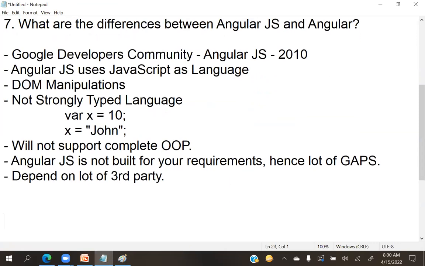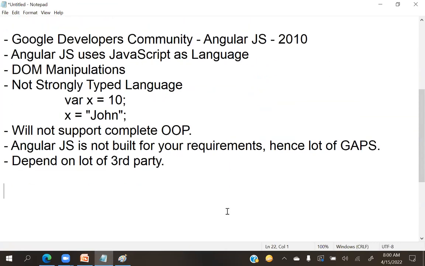So with AngularJS, that is the reason what happened is, in 2014, the AngularJS team, that means the people who built AngularJS, thought that better we will build some new technology which can solve all these problems. Because many developers were asking for this kind of technology, they thought of making it better.